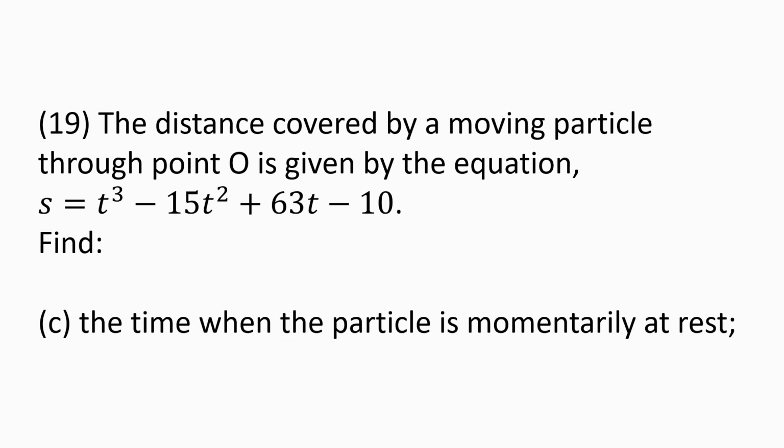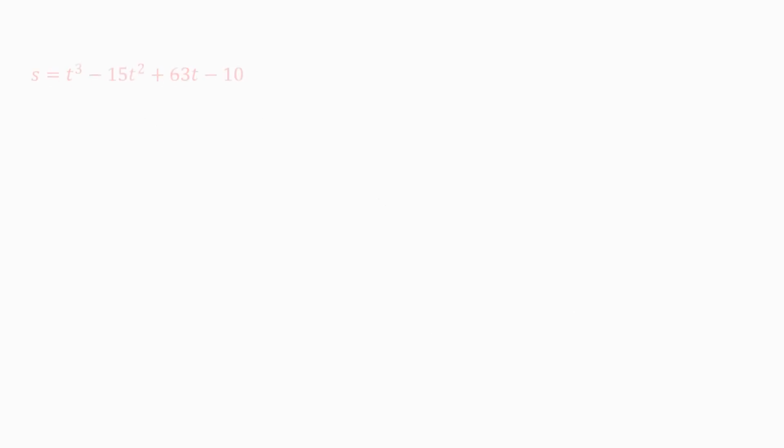Question 19, part C. Find the time when the particle is momentarily at rest. So rest is related to velocity. So the first step, we need to find the velocity function, which is a differentiation of the distance function. So if our distance function is s is equal to t cubed minus 15t squared plus 63t minus 10, our velocity function will be 3t squared minus 30t plus 63.